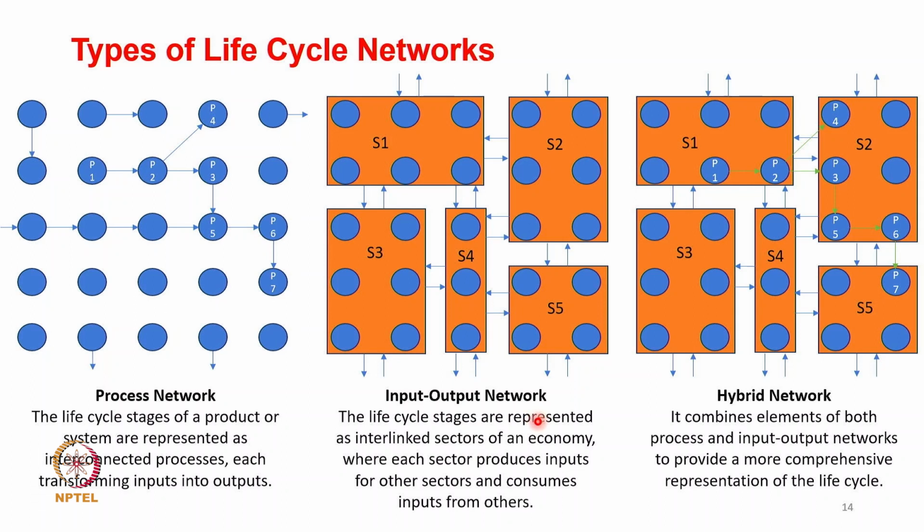The second type of network that we can use is the input output network, where the life cycle stages are represented as interlinked sectors. These are all sectors, and inside each sector you have processes available, but you are only looking at how each sector provides inputs to the other sectors. So, only sectoral inputs are shown. One sector would give input to other sectors and consume the output from the others.